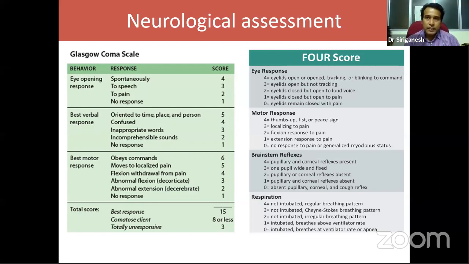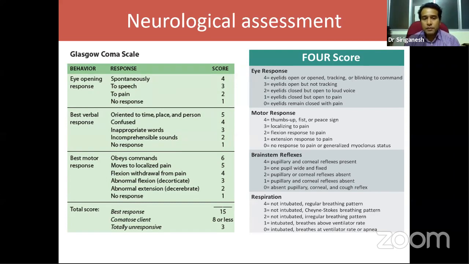Patients who have a score less than 9 are considered to have a severe traumatic brain injury. 9 to 12 are considered to have a moderate traumatic brain injury, and 13 and above are mild traumatic brain injury. There are some limitations of using GCS for assessing and prognosticating in traumatic brain injury. Patients with endotracheal tube, it is difficult to assess the verbal response.